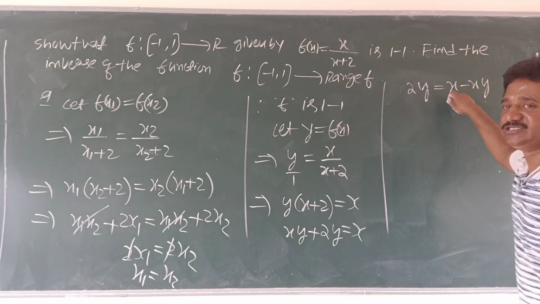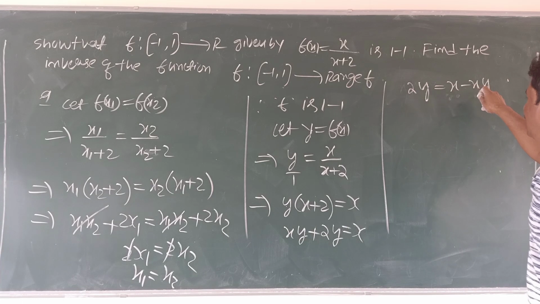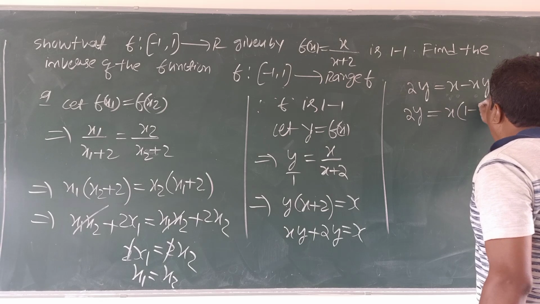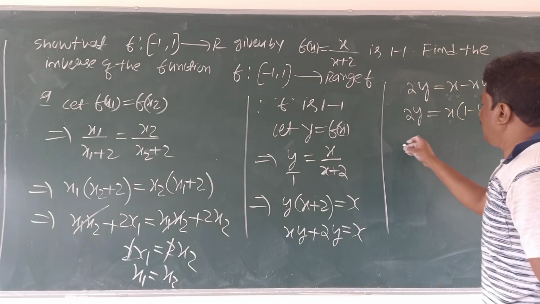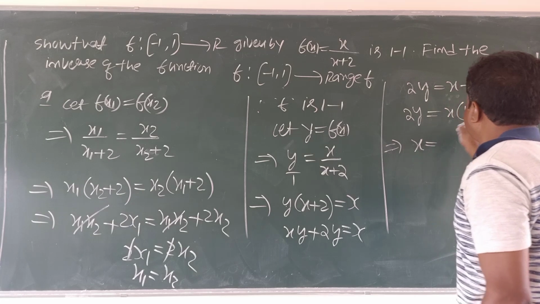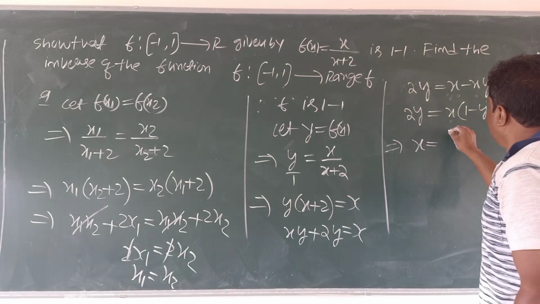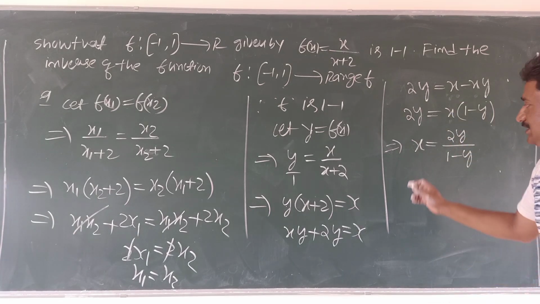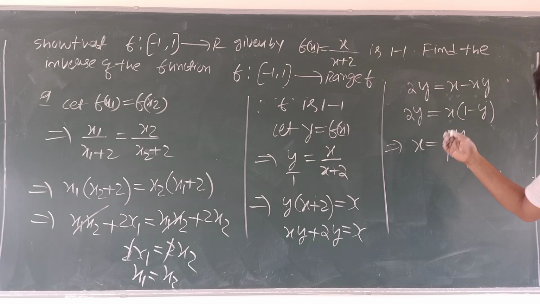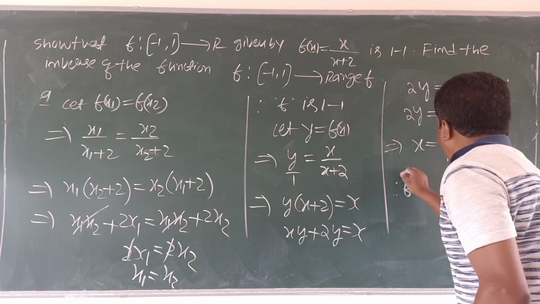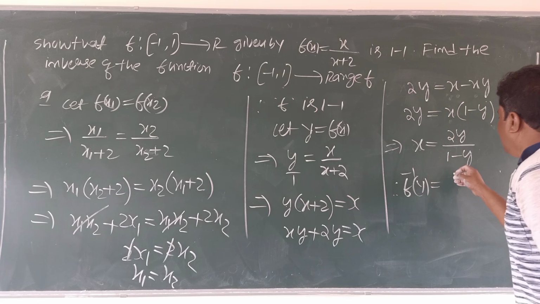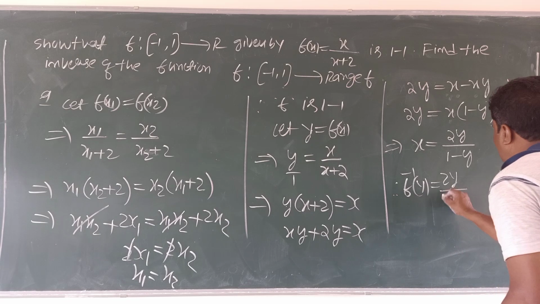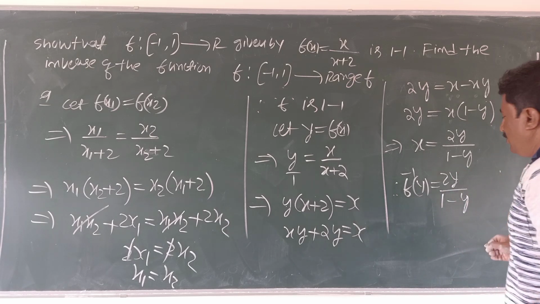What is common on the right side, students? x. What is common on the right side? x. So 2y = x(1 - y). Find the x value. That implies x = 2y/(1 - y). We got the inverse. The x value is nothing but the inverse. Therefore, f inverse(y) is, tell me that, 2y/(1 - y).